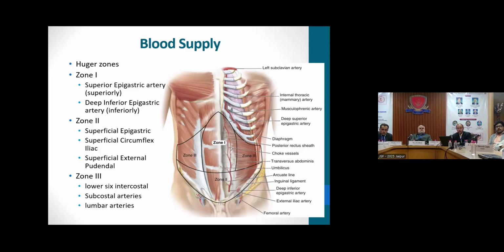Then there is zone 2, which is supplied by the superficial epigastric, superficial circumflex and superficial external pudendal arteries. This zone 2 lies in the lower part of the abdomen below the umbilicus. Then zone 3 is the lateral part of the abdominal wall, which is supplied by the lower 6 intercostal vessels, the subcostal artery, and the lumbar arteries.